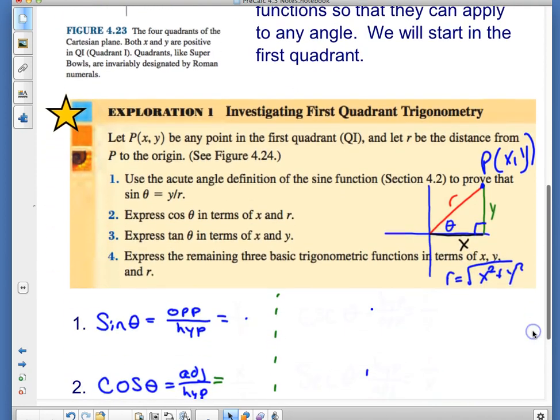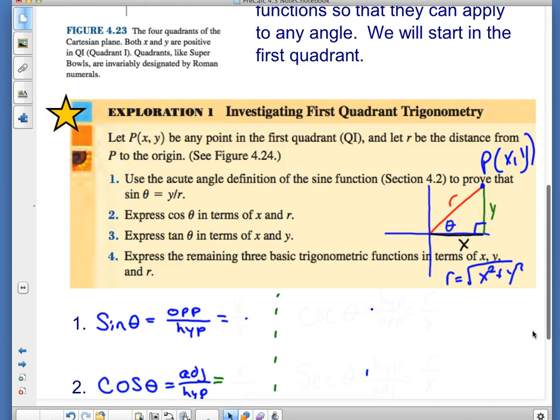What I want you to be thinking about is this reference triangle. Let's think about that reference triangle in itself. And so we're going to use the acute angle definition of the sine function. And people are wondering, how in the world did I come up with this reference triangle?